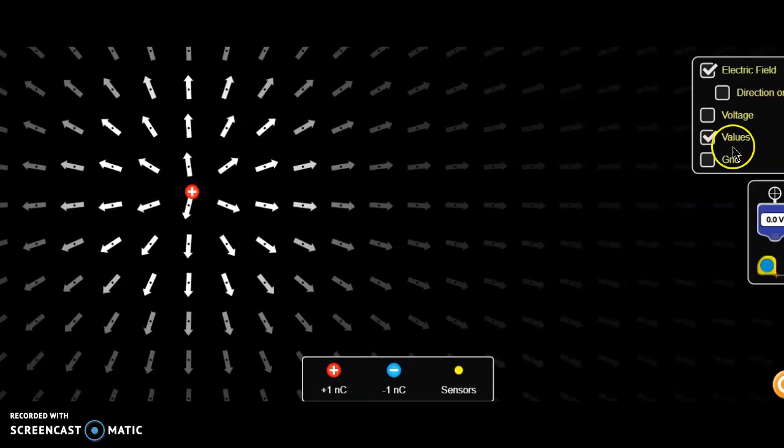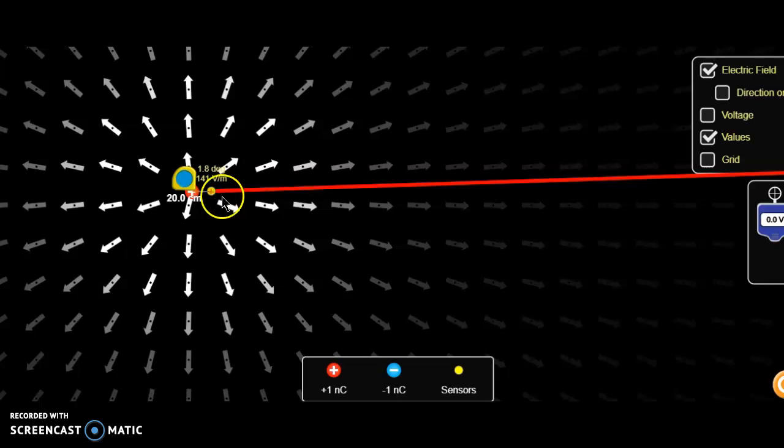Then we pick values here, and I have to use the ruler and the sensors. A sensor is equipment we use to measure physical or chemical things. So let us try to measure. I put this positive charge here, at 20. I will pick the sensor and try to measure the electric field, putting it here.